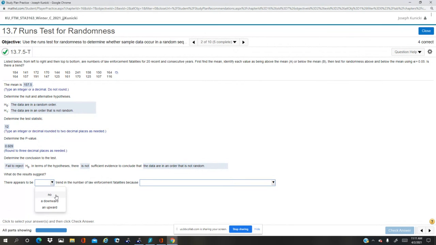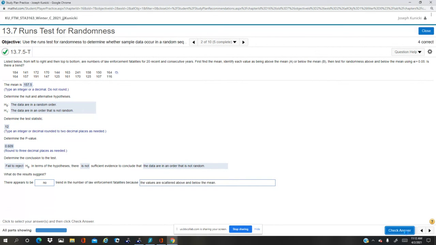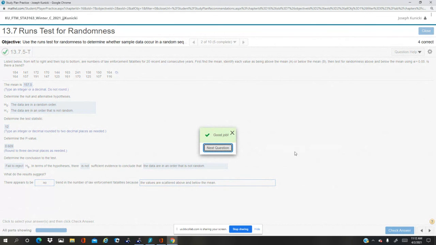There appears to be no trend because the values are scattered above and below the mean. Okay, it's random.